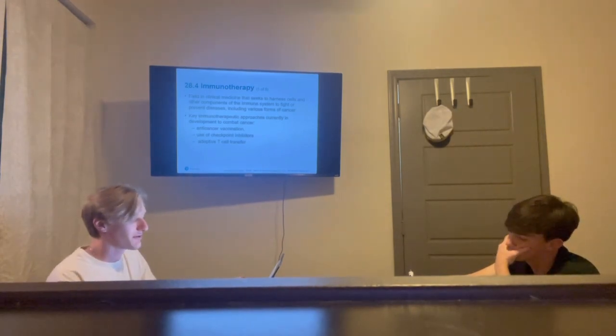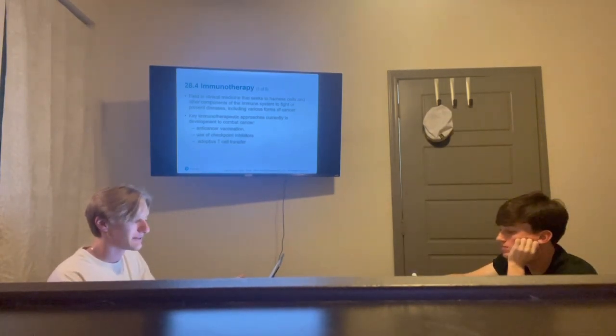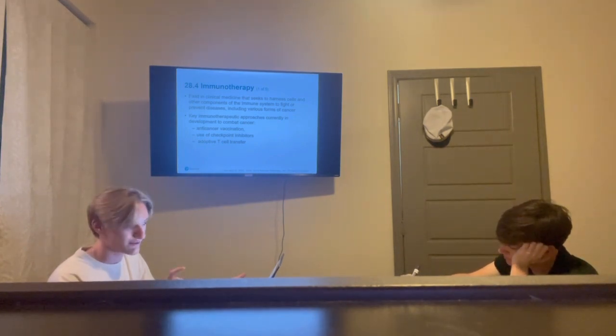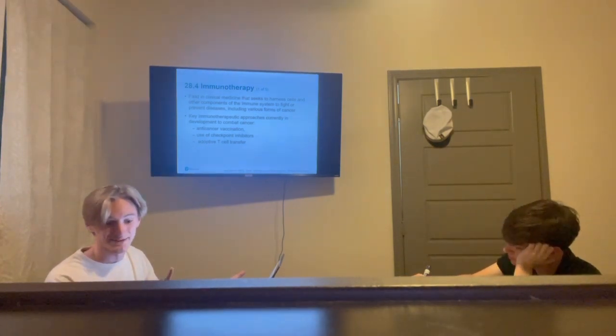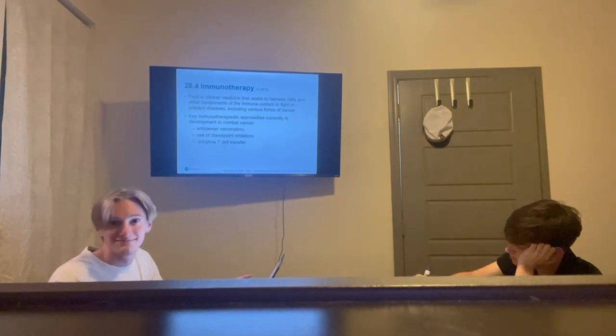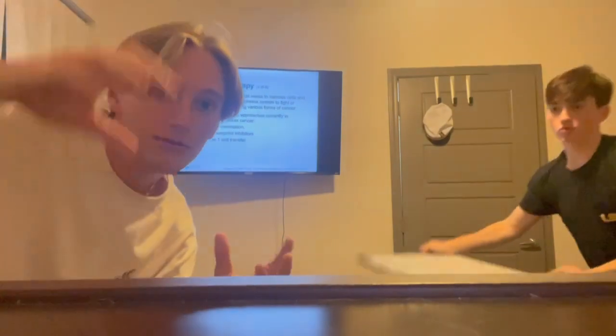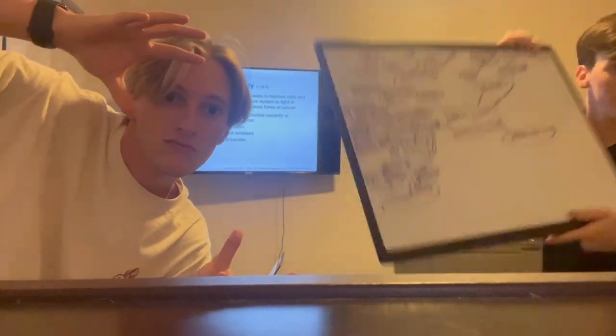Next up, immunotherapy. Field in clinical medicine that seeks to harness, and actually, we'll get to that in the next one. Alright. Concept map. Ain't she purty?